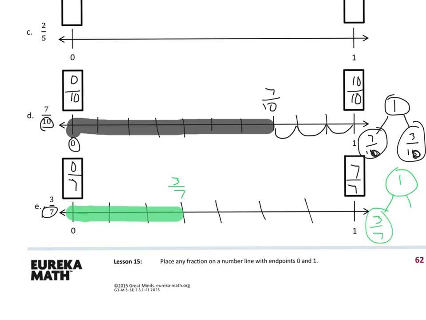So if I start looking at my number bond, I know that I have 3/7. Now I got to find the other part of it, and that's whatever's left to get me to 1. 1, 2 sevenths, 3 sevenths, 4 sevenths. So let's take a look at page 2.